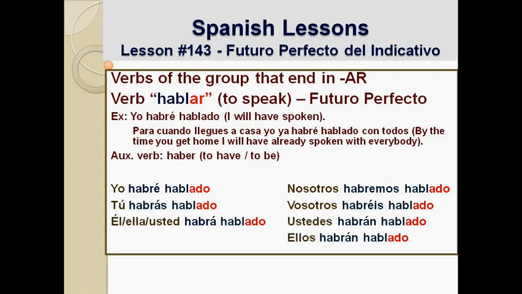So, beginning with I. Yo habré hablado. Tú habrás hablado. Él habrá hablado. Or ella habrá hablado. Or usted habrá hablado. Nosotros habremos hablado. Vosotros habréis hablado. Ustedes habrán hablado. Ellos habrán hablado.